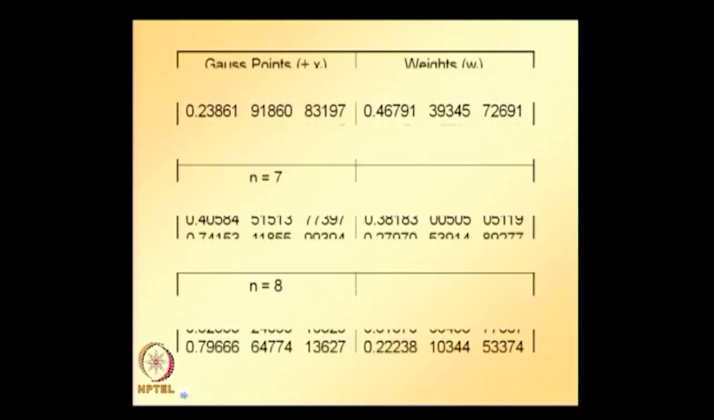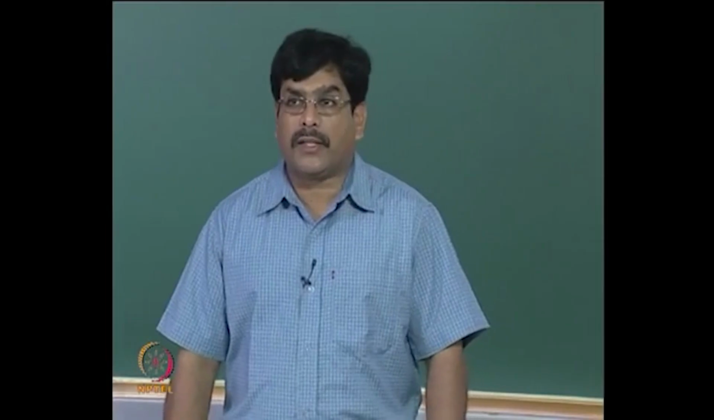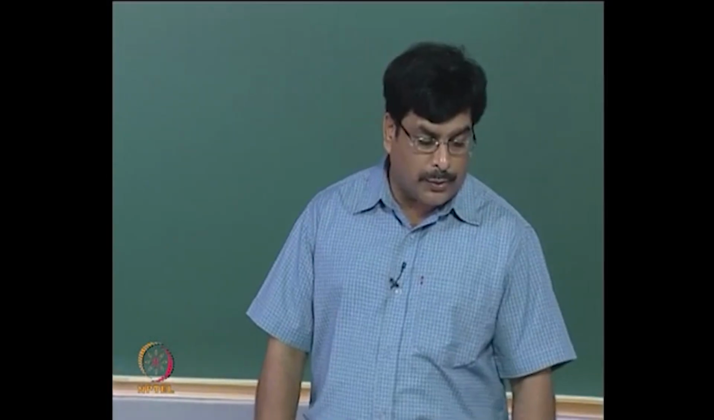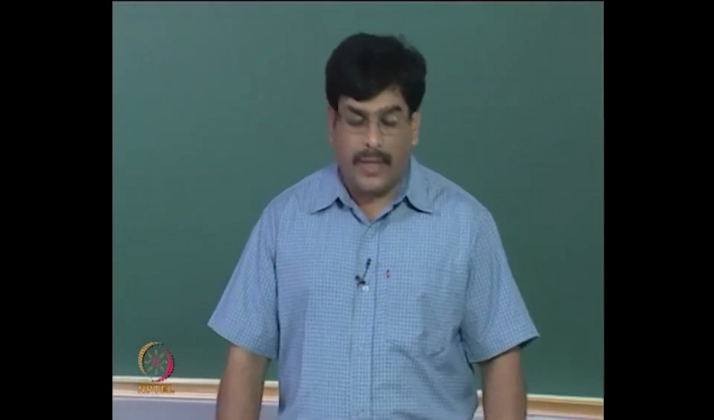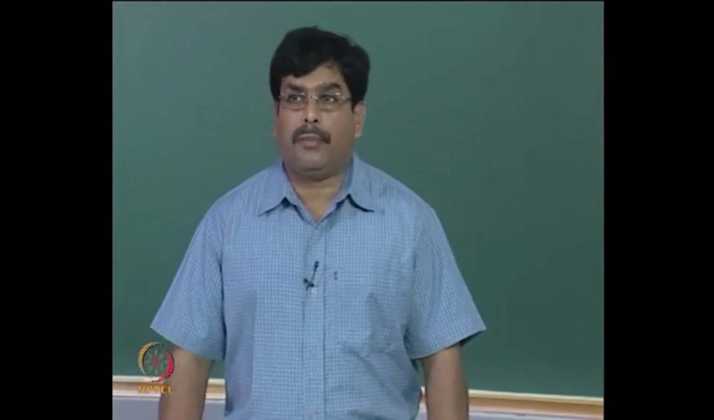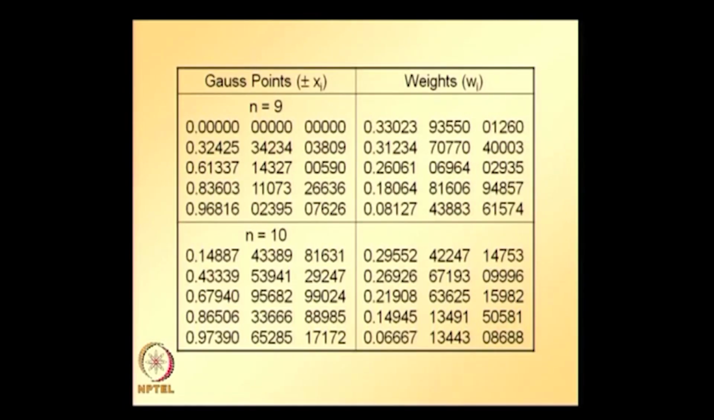How to read this table? I already explained when we were looking at the one dimensional case. This portion of the table shows from n is equal to 6 to 8, and this portion of the table shows 9 points and 10 points, Gauss points. As I mentioned, for n is equal to 1, x is equal to 0 and weight is equal to 2.